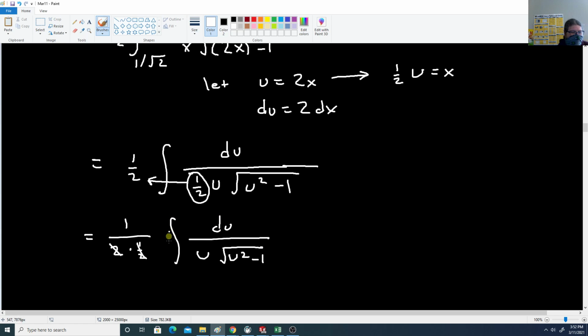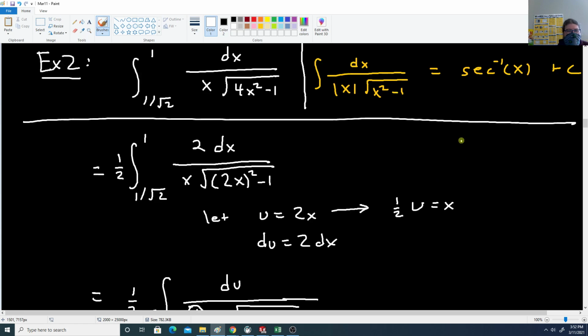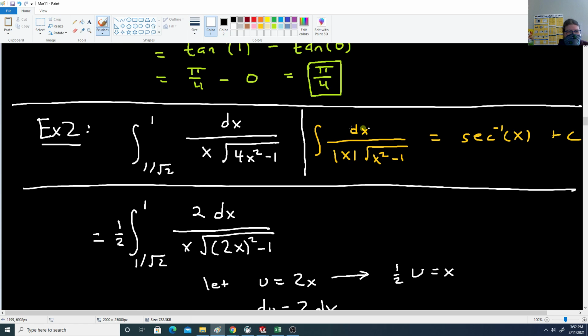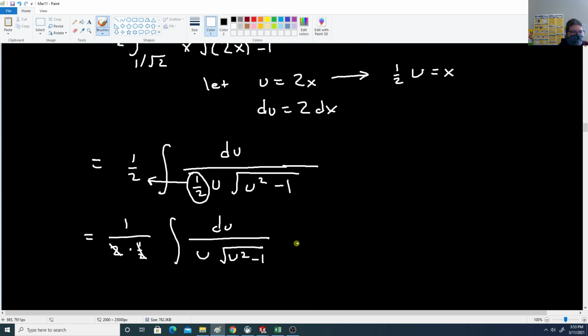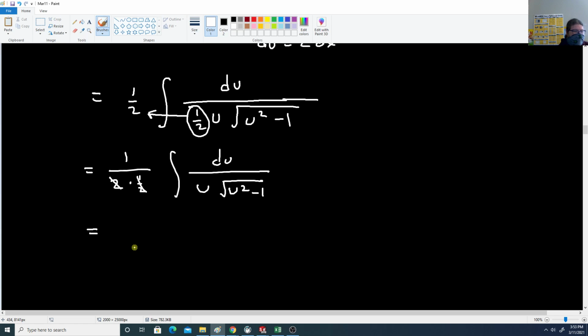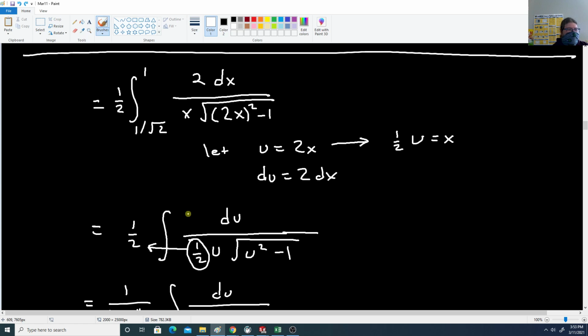And if I look at what I'm trying to integrate now, this right here is this expression here, but with u's instead of x's. So this will equal arcsecant of u. Oops, hang on. One thing I forgot, to update my limits. So my limits of integration.